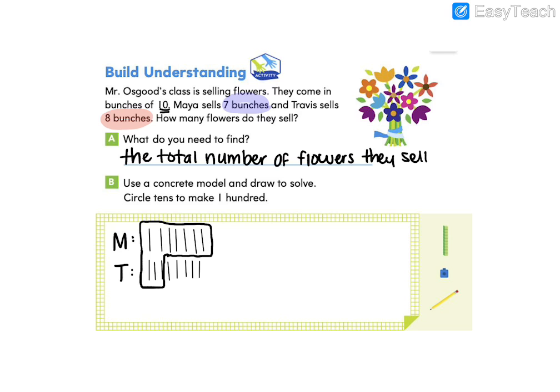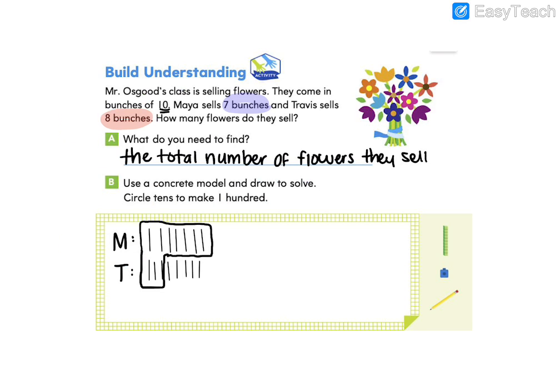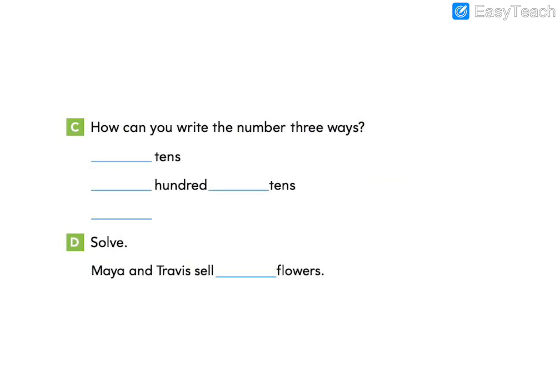So we have 1 group of 10 tens and 5 tens remaining. Let's look at letter C. How can we write the number in 3 different ways? Well, first, how many total tens did we draw? We drew 7 tens for Maya and 8 tens for Travis. So 7 and 8 makes 15 tens.